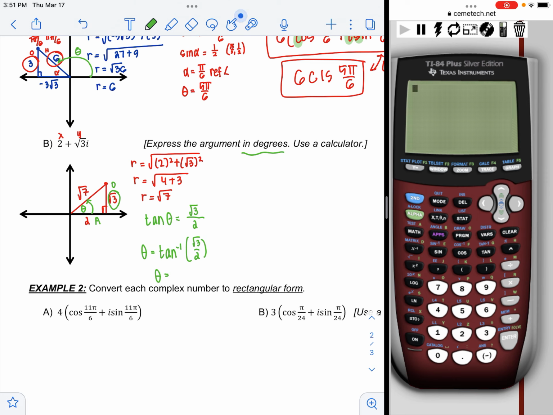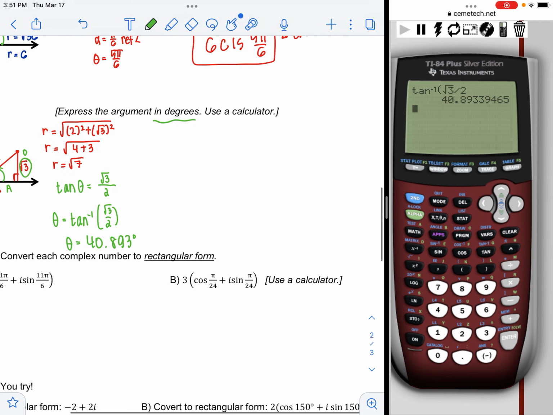All right, so let's look. Mode. I'm in degree mode. All right. So I'm going to do tangent inverse of root 3 divided by 2. And I have 40.893 degrees. All right, I have theta and I have r, so I can write this in either form. I'm going to do cis form, right? Root 7 cis 40.893 degrees.